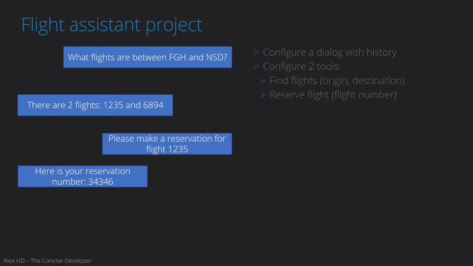To implement this, we will need certain things that we covered until now inside this section and in the previous section. Well, we need a dialog with history. We already did this in the last section. And then we need two tools or two functions. A function which will find flights between an origin and a destination, and a function that will reserve a flight and return back a reservation number if that's possible. If not, it should say that this is not possible. Well, since this implementation will take a lot of time and I don't want to simply add new things, I mean, we have all the things already presented.